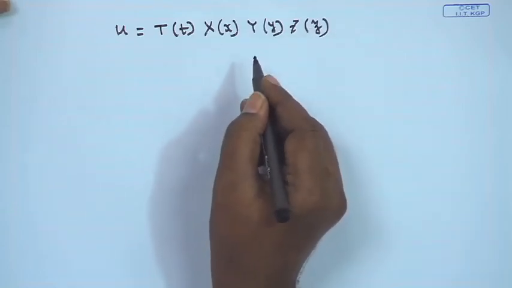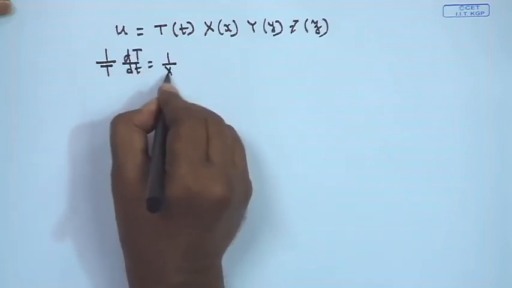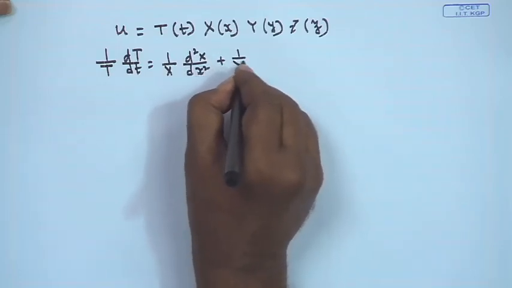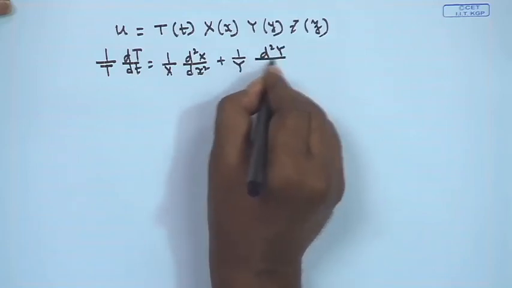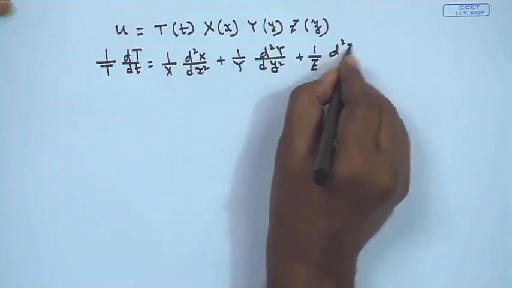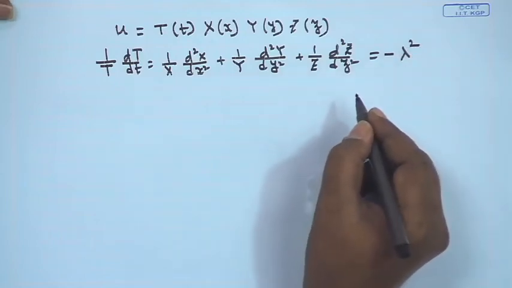If we do that and put this into the governing equation, and then separate the variables, the final expression we will be getting is 1 over T dT dt is equal to 1 over X d square X dx square plus 1 over Y d square Y dy square plus 1 over Z d square Z dz square. And again, as you have seen earlier, the left hand side is entirely a function of time and the right hand side is entirely a function of space, and they will be equal to a negative constant, minus lambda square.